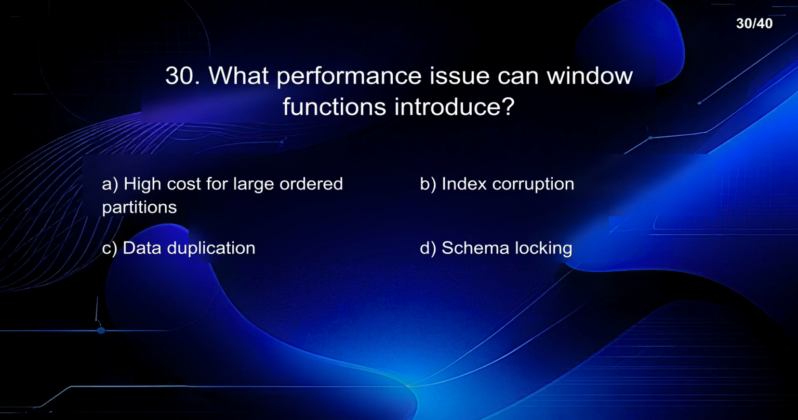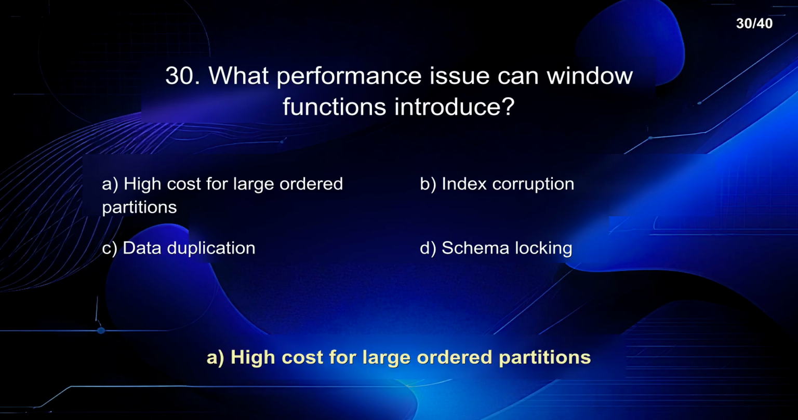30th question. What performance issue can window functions introduce? A. High cost for large ordered partitions. B. Index corruption. C. Data duplication. D. Schema locking. Correct answer is A. High cost for large ordered partitions.